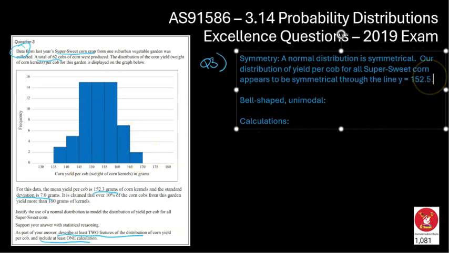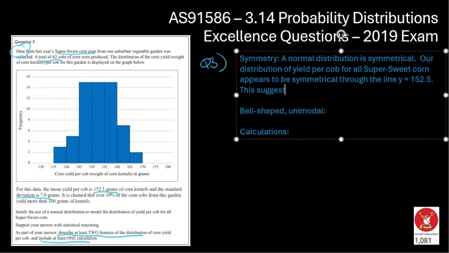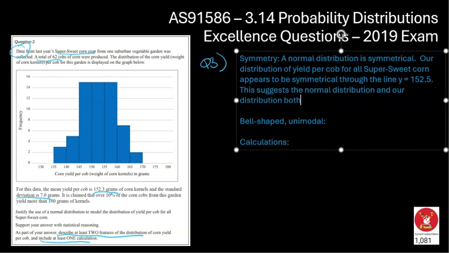And I always like to use some statistical evidence or some kind of number from the graph as part of my answer to make sure I'm doing that. I've stated what a normal distribution should look like. I've stated what our graph or our distribution looks like, and now I can make the comparison to confirm what it might suggest. So this suggests the normal distribution and our distribution both have elements of symmetry. I've now linked together the two distributions, the normal one and the distribution that we have here.